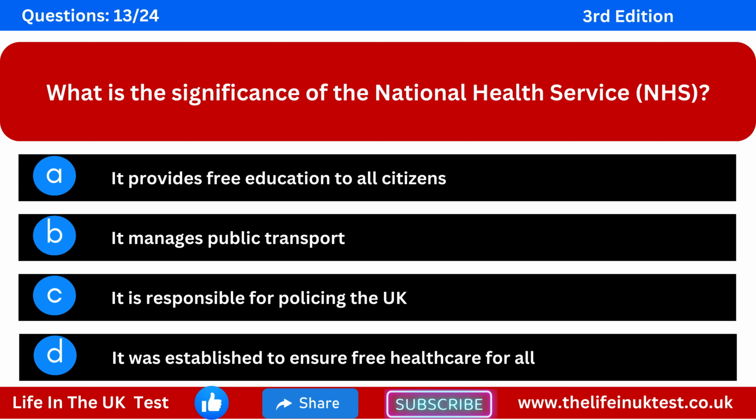What is the significance of the National Health Service, NHS? Option A, it provides free education to all citizens. Option B, it manages public transport. Option C, it is responsible for policing the UK. Option D, it was established to ensure free healthcare for all.